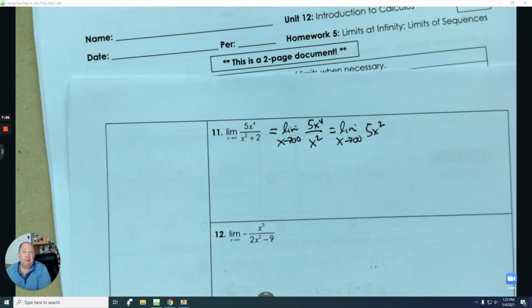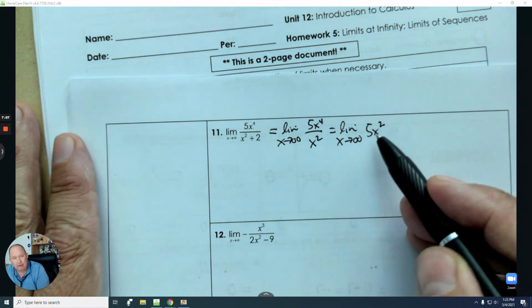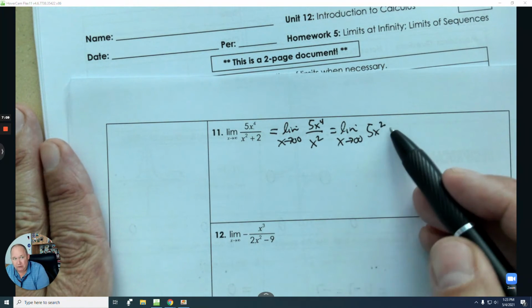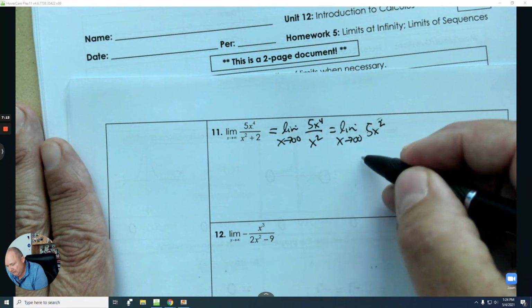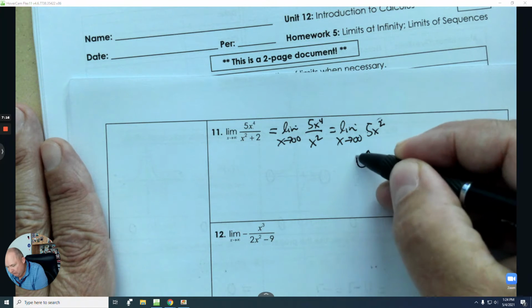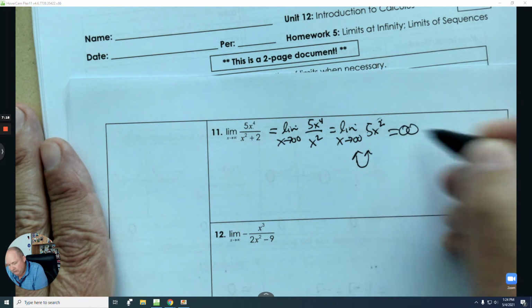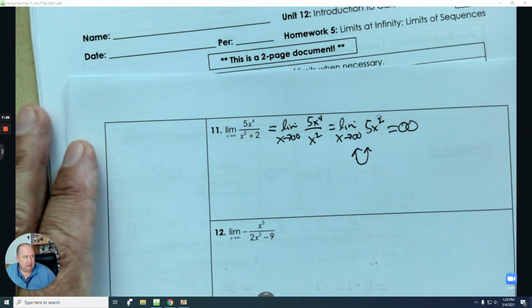Now this is like what we did at the beginning of the lesson. This is like a polynomial. What's the end behavior here? Even with a positive in front. So an even exponent, it's positive. Both ends go up. So the answer here is infinity. Look at number 12.